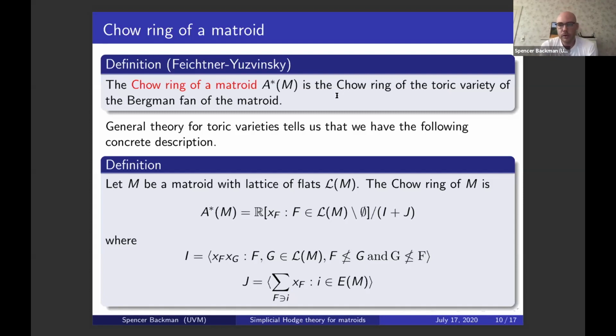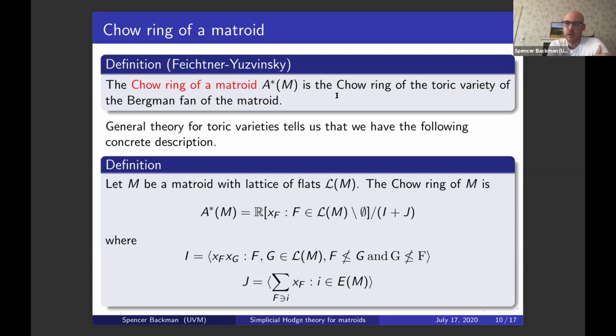Okay, but we're combinatorialists. It would be nice if there were something more concrete that we could look at. So the general theory of toric varieties tells us that the Chow ring of this Bergman fan has the following description. We'll start off with just this polynomial ring whose variables are indexed by the non-empty flats of the matroid. And we're going to quotient out by 2 different ideals. The first one, I, is just going to be a collection of quadratic monomials. So we'll have all pairs x sub f and x sub g, where f and g are incomparable flats.